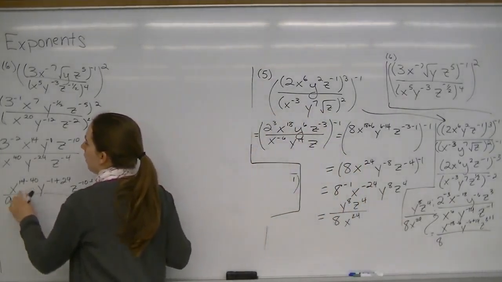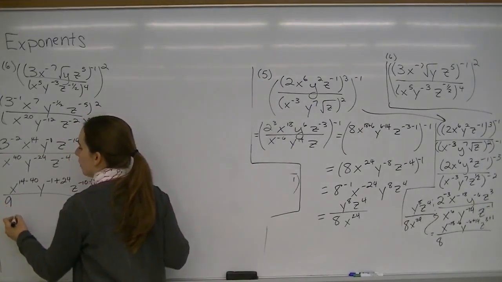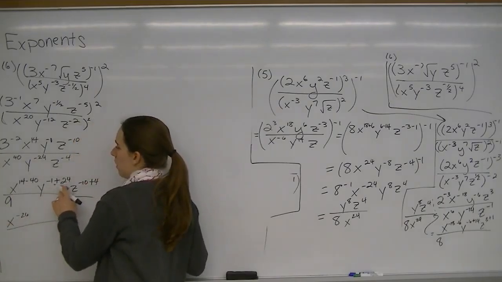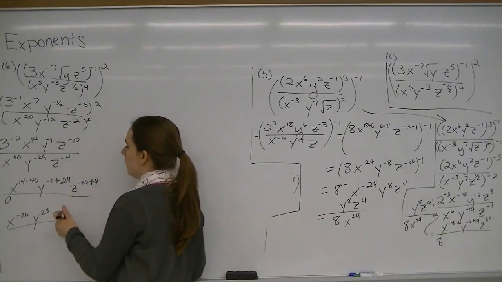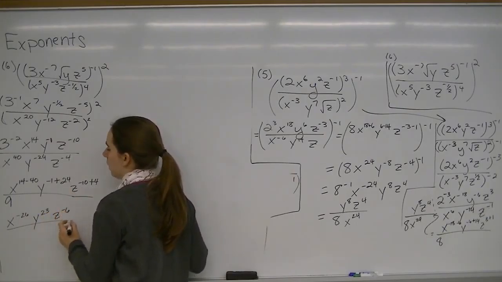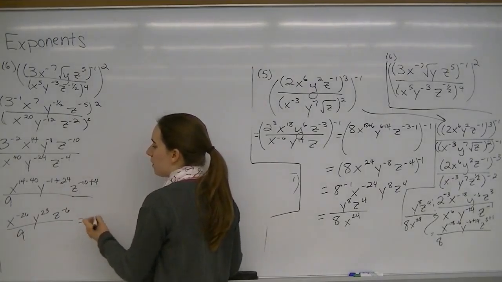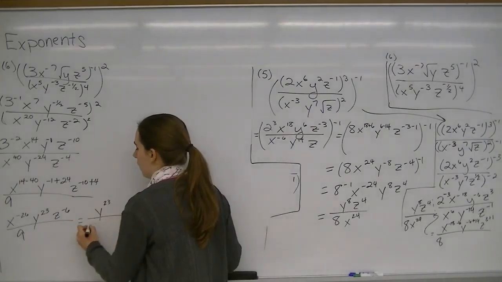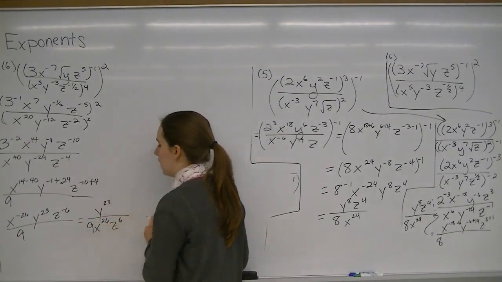Well, x to the 14 minus 40 is going to be x to the -26th power. Y is going to give me y to the 23rd power, and z is going to be to the -6th power, still all over 9. So I want to bring my negatives to the bottom. I get y to the 23rd over 9 times x to the 26th, z to the 6th.